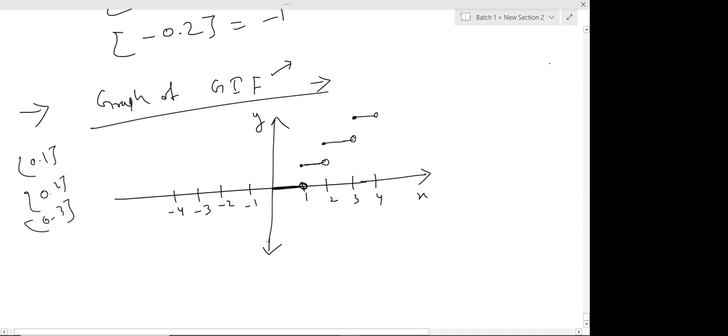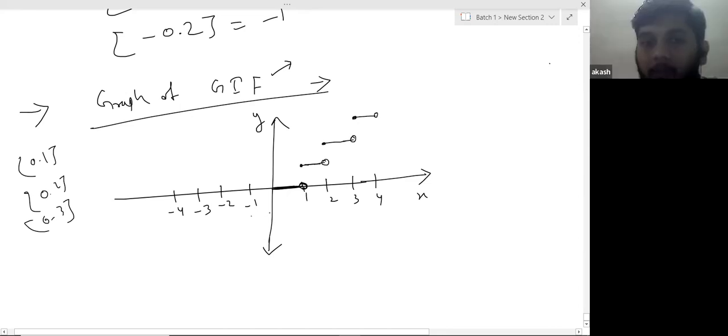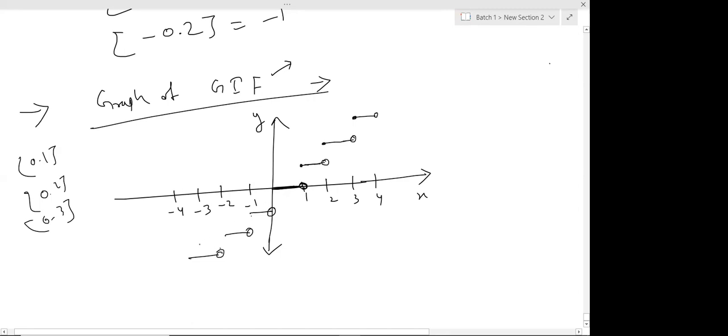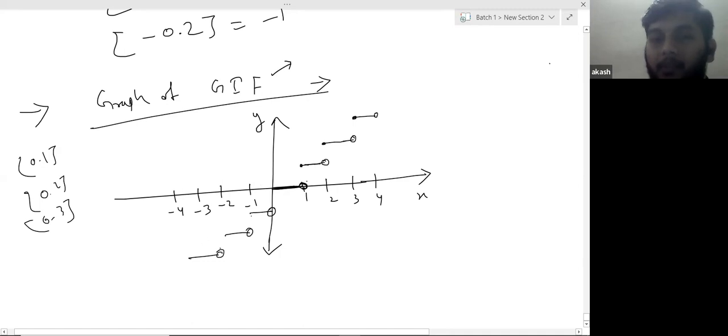Yes, sir. From minus 1 to 0, this will be minus 1, but not at 0. From minus 2 to minus 1, this will be minus 2, but not at minus 1, and so on. All right. This is the graph of the greatest integer function. Clear, everyone? Okay. This looks like steps, like stairs. This is why it is also called the step up function. Don't get confused by the naming things.